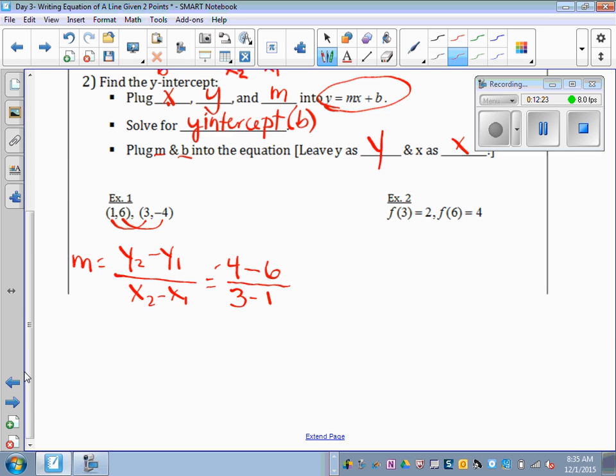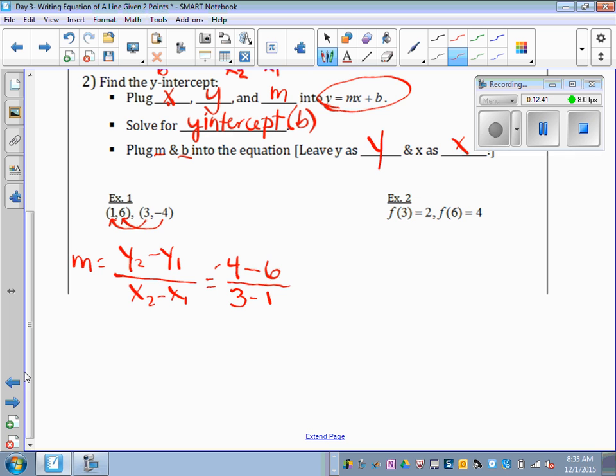It does not matter which point you start with, as long as you go in the same order. So negative 4 minus 6, 3 minus 1, or you could have gone the other direction and then 6 minus the negative 4, 1 minus the 3, as long as you go in the same direction.